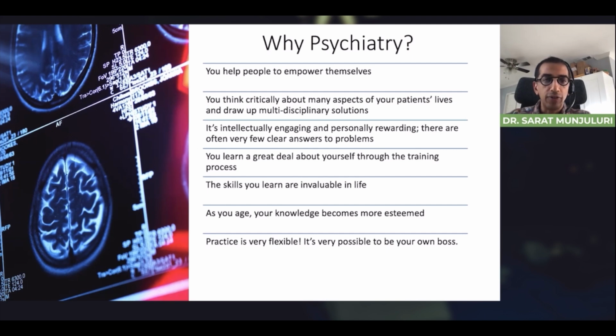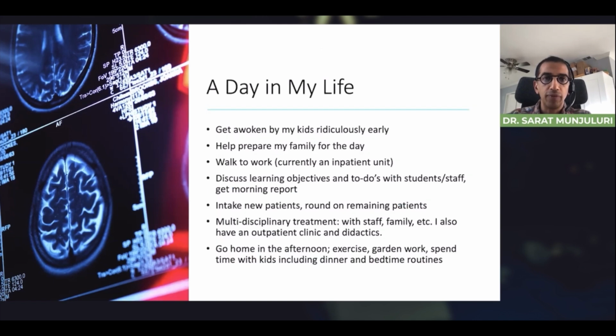And the practice is very flexible. So it's still possible in psychiatry to be your own boss, whereas in many other specialties, it's really very challenging to just hang out your own shingle and do it yourself. And there are many psychiatrists who do some combination of their own clinic and then working part-time in other settings as well. And I think that brings some job satisfaction related to that.